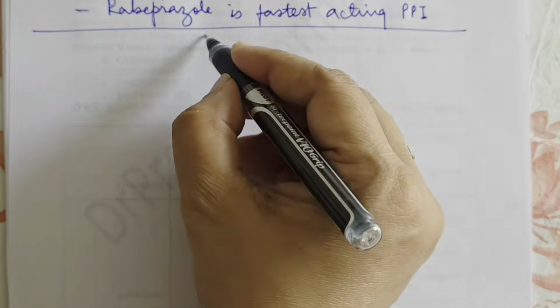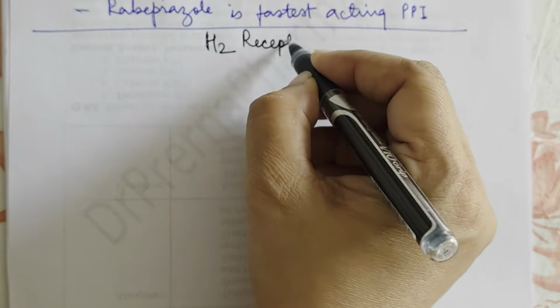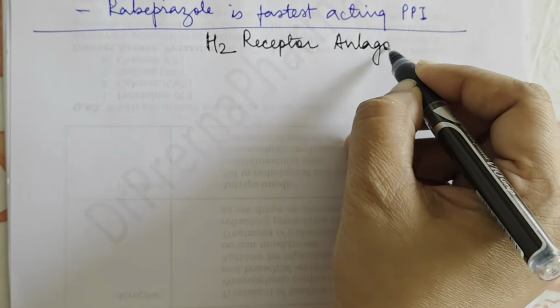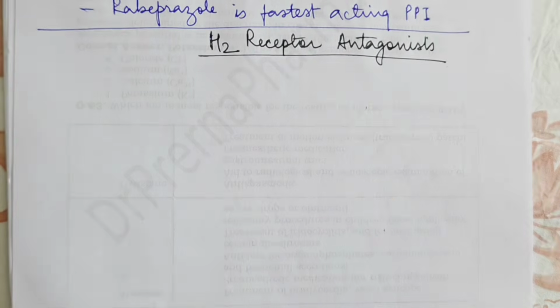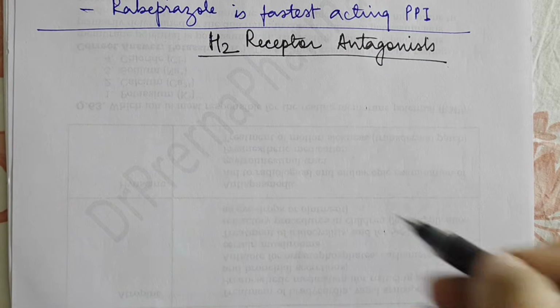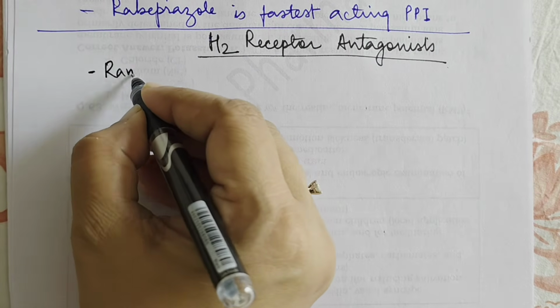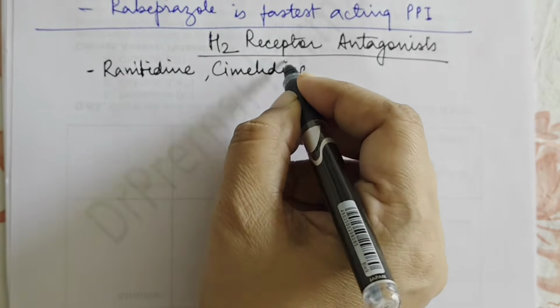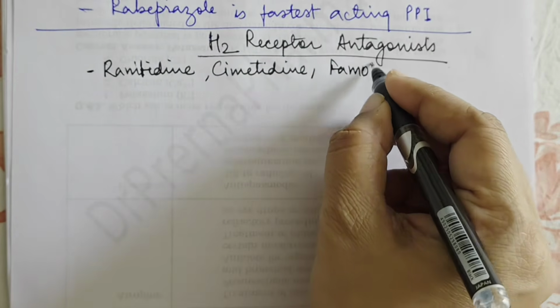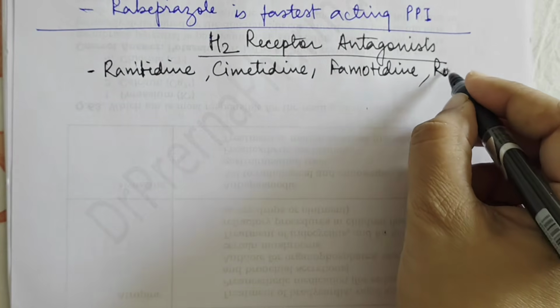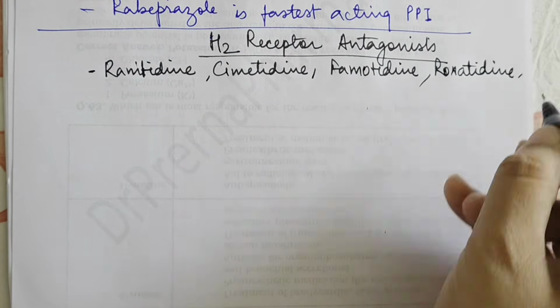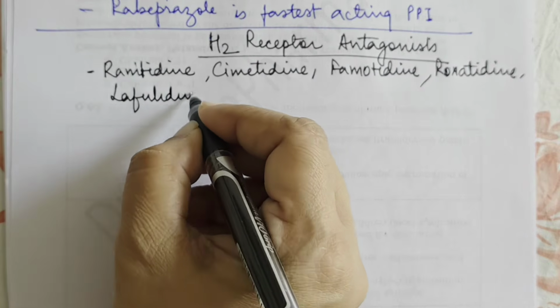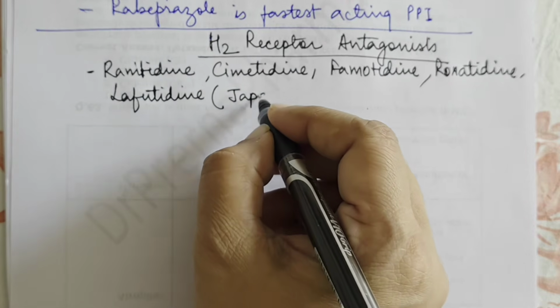The next category of drugs that we do is H2 receptor antagonists. Okay, now let's see the H2 receptor antagonists. The drugs we have are ranitidine, cimetidine, famotidine, then roxatidine, and there's a new drug which is lafutidine, and lafutidine is basically approved in Japan.